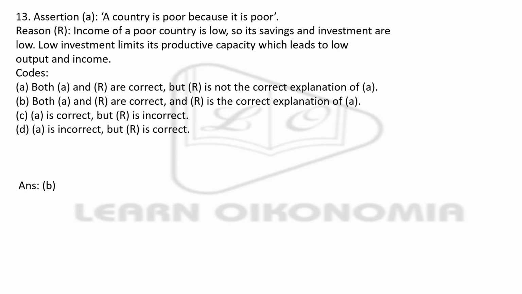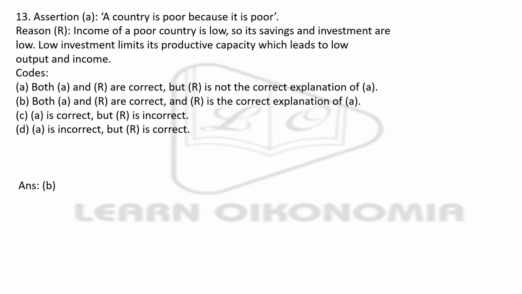Next, again you are given an assertion as well as a reason. The assertion is: a country is poor because it is poor, and the reason is: the income of a poor country is low, so its savings and investment are low. Low investment limits its productive capacity, which leads to low output as well as low income. Here both the assertion as well as the reason are correct.